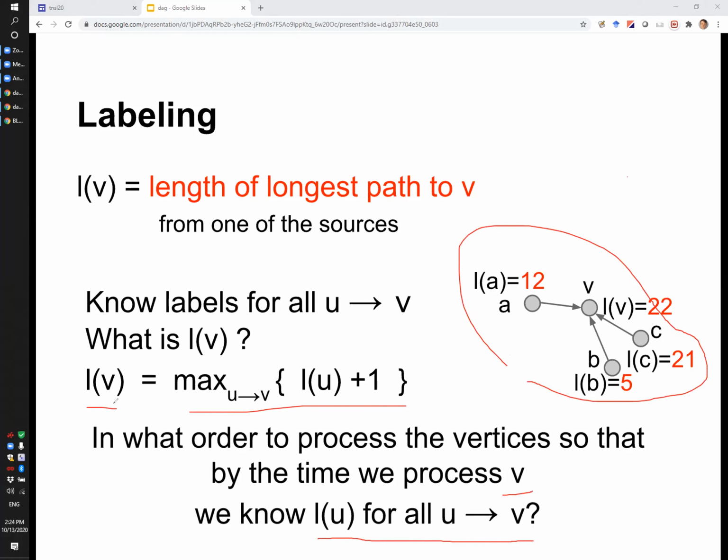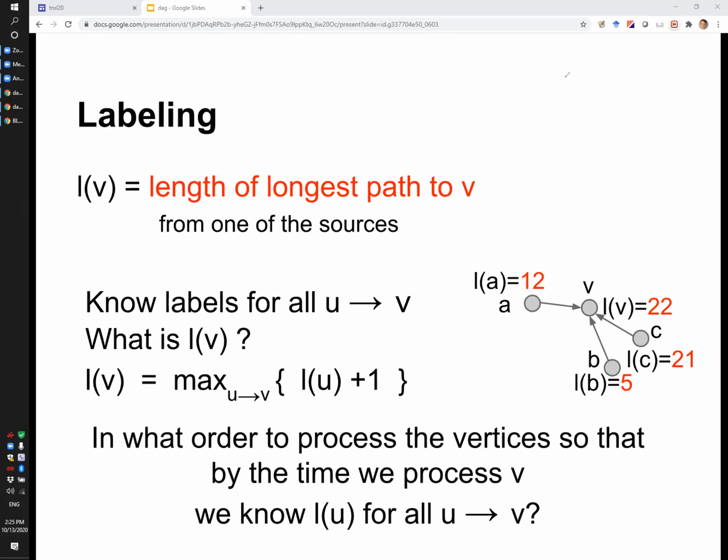one after another. And the order should be such that by the time we have to set the label for some node V, we should already know the labels for all the predecessors of V, for all the nodes that point to V. In what order would it be nice to process the vertices so that we always know the labels of everyone who precedes V, who has the arrows pointing at V? Just as a hint, in the previous lecture, in the previous hour, we actually looked at some order of vertices. We actually learned to order the vertices in some very specific order.